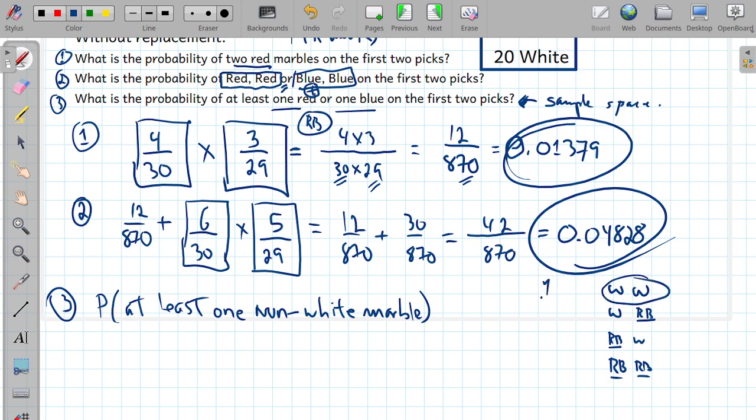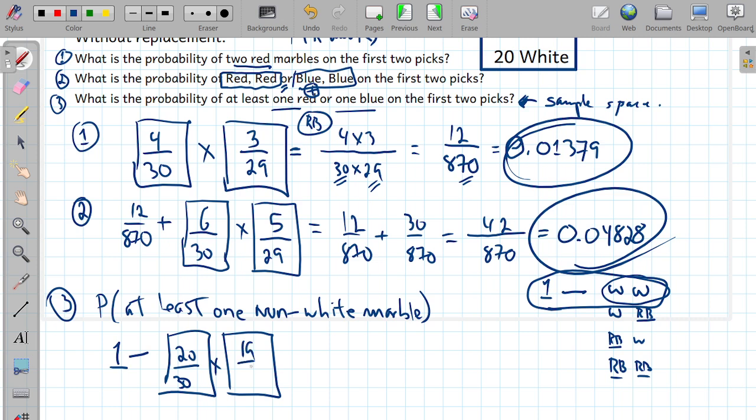What is 100% minus the probability of those two non-colored marbles? That's what we're going to do. So what's the probability of a white marble backed up with another white marble? It'll be 1 minus, let's make a box. So there are 20 out of 30 on the first pick, and there are 19 out of 29 on the second pick.